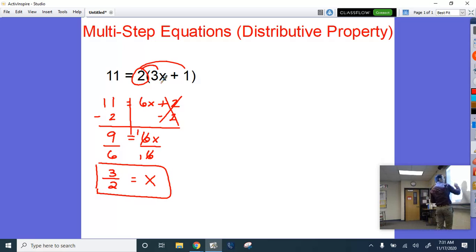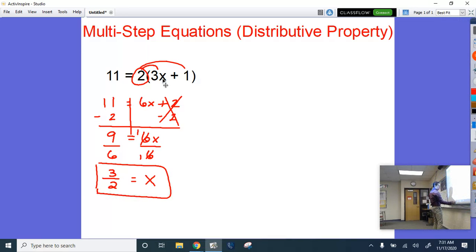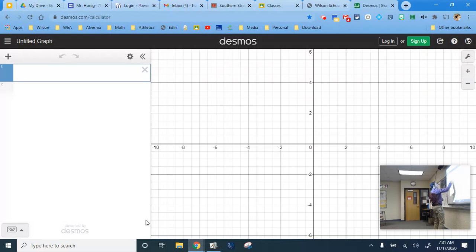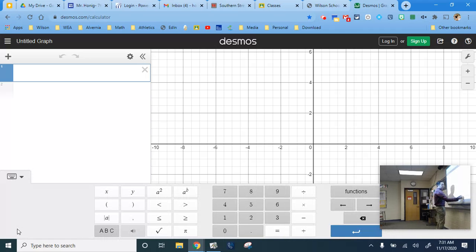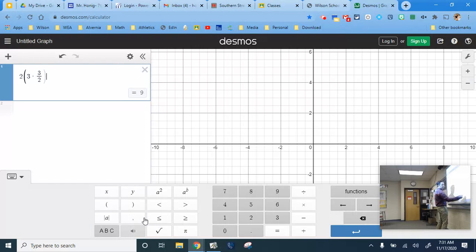And what I can do immediately then is test it in Desmos, test it in my graphing calculator. So I'm going to retype this original problem. I'm going to come over here and type in exactly what I had. The only difference is I'm going to substitute in a 3/2. So I have 2 times the quantity, 3 times, and then I had 3/2. So I'm going to type in 3 over 2. You could also type in, if you wanted to, 1.5. That would work as well. I'm going to hit the right arrow over here. 3 over 2. And then the rest of my equation was plus 1. I'm going to go back in there. I'm going to type in plus 1.